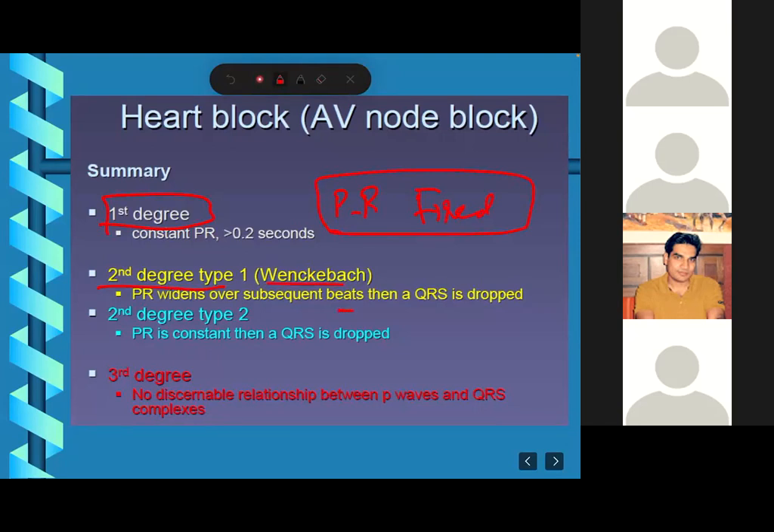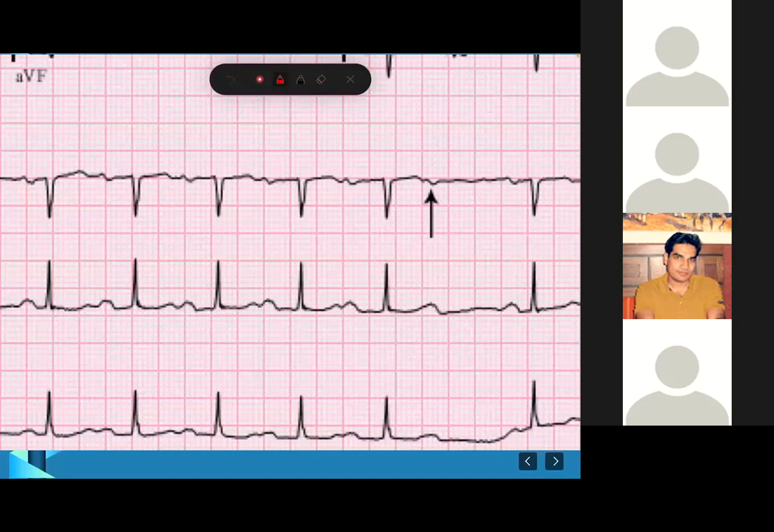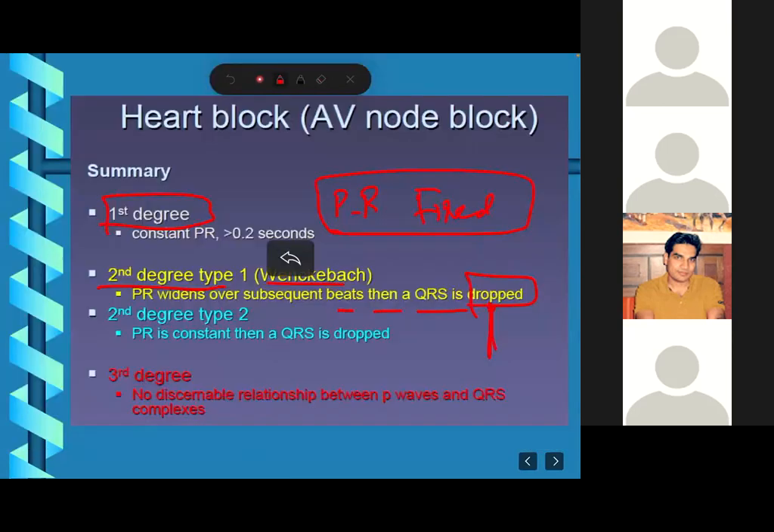Like this is the PR interval, this, then there is a dropped beat. If there is no QRS after a P wave, the QRS is dropped. Like this, the PR interval gradually increases and then there is no R wave, there is a missed beat. This is the example of Wenckebach, second degree type 1.